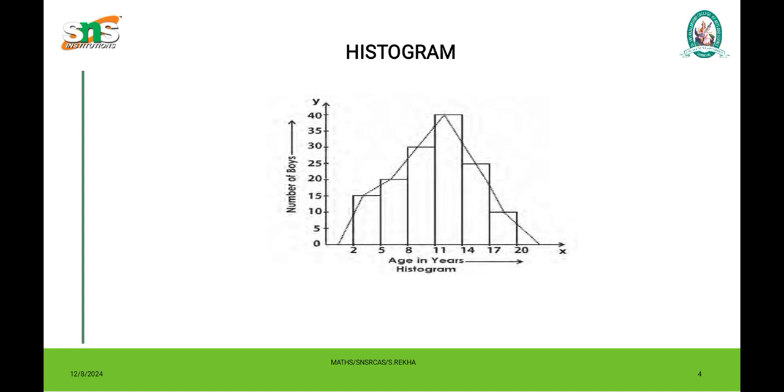The age group between 11 to 14 has 40 students. Only in 11 to 14 is a higher number of students studying. Totally 40 students are studying in that school, Violet Matriculation School, and you can easily identify this by seeing the diagrammatic representation.